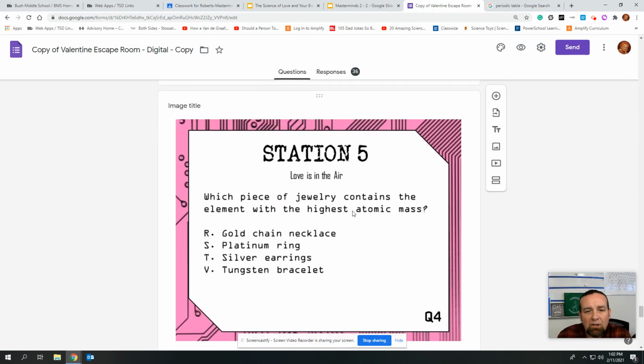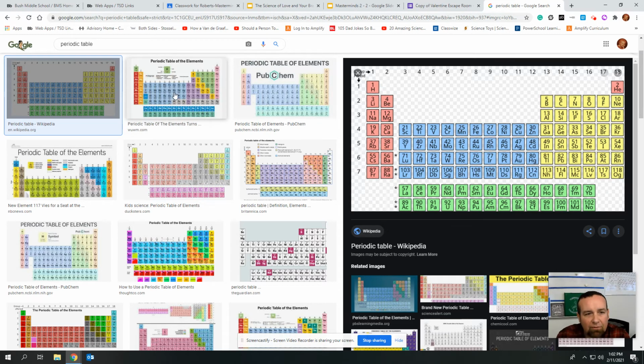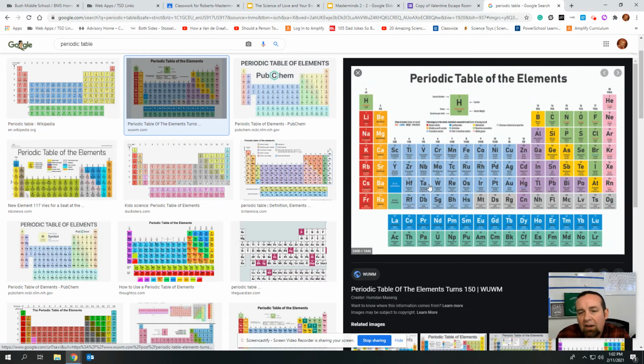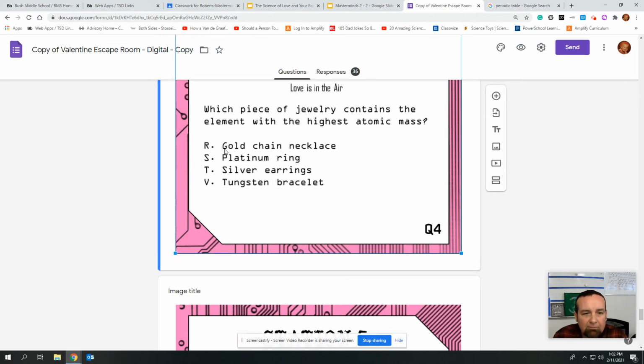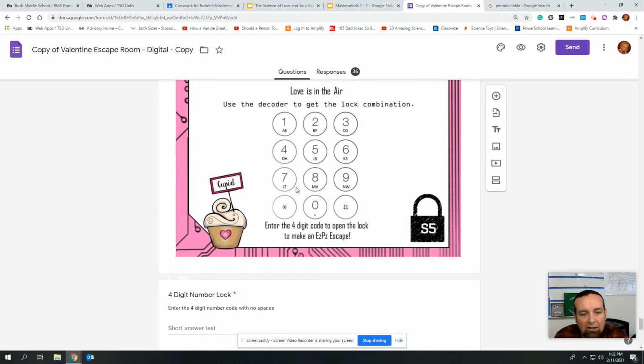And then which piece of jewelry contains the element with the highest atomic mass? So one way we could find that was finding, let's say, a more advanced periodic table, and we could check out those four elements and figure out which one has the highest atomic mass. And so the answer that would be R, right? So gold, when you look on there, you'll find gold has the highest atomic mass.